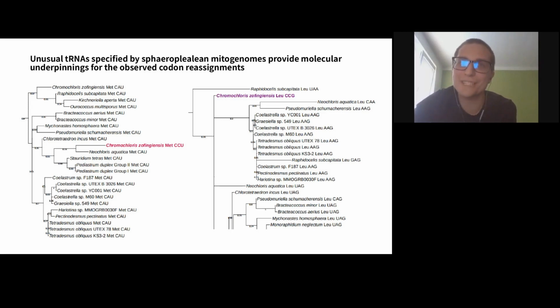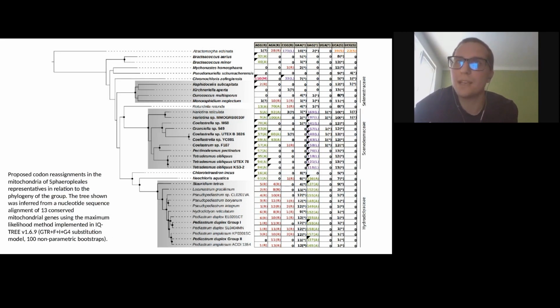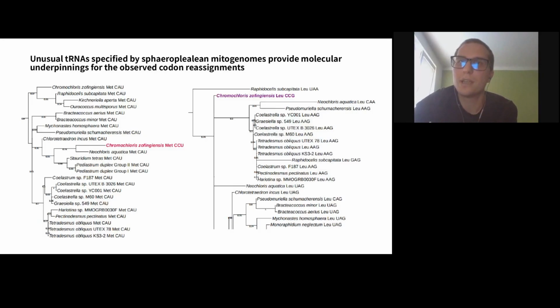But what we found instead is that, for example, in case of Chromochloris zofingiensis, you can see that we predicted that AGG is used as methionine and CGG as leucine. And we found two non-canonical tRNAs in this organism, and one of them with anticodon cognate to AGG clusters with tRNAs for methionine. And that's exactly what we predicted. And we can see the same case here with CGG to encode leucine.